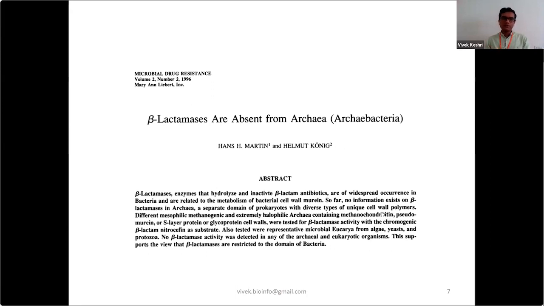We know that living life is divided into three major groups: bacteria, archaea, and eukaryotes, and nowadays many researchers are saying that viruses are also a fourth domain of life. If you check, about 20 years ago, one article published by Martin and Koenig clearly mentioned that beta-lactamases are absent from the archaea domain. Similarly, some articles reported that beta-lactamase is absent from the eukaryotic domain. So here we can see that the scientific community reported that beta-lactamase enzyme is produced only by the bacterial domain, not archaea or eukaryotes.